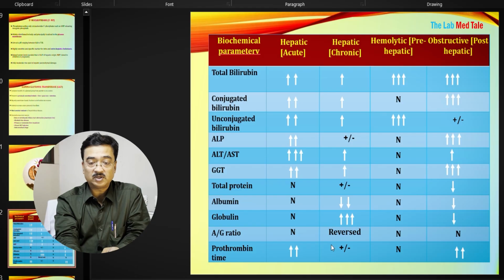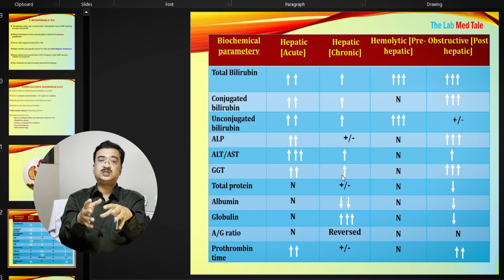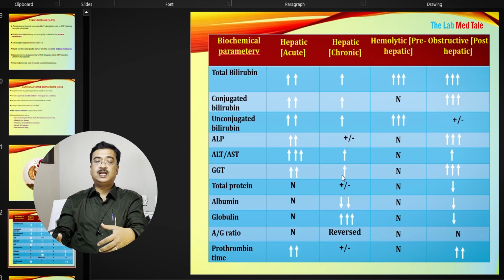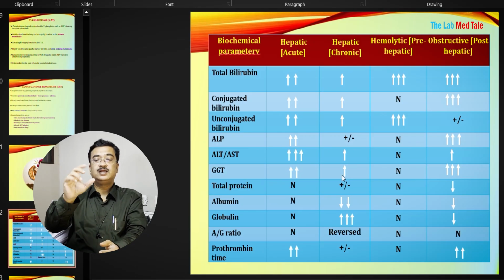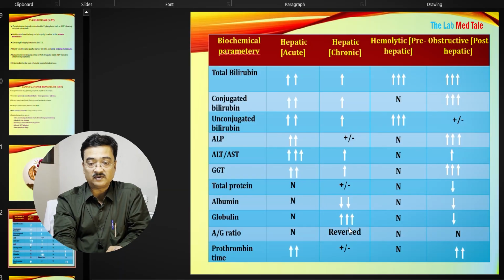This happens because hepatic disease is a chronic disease, when the liver is sick for a long time, so there is a depletion of albumin production, and because of inflammation, globulin production is high, leading to a reversal of the AG ratio. So anything where there is a reversal of the AG ratio, there is chronicity involved.